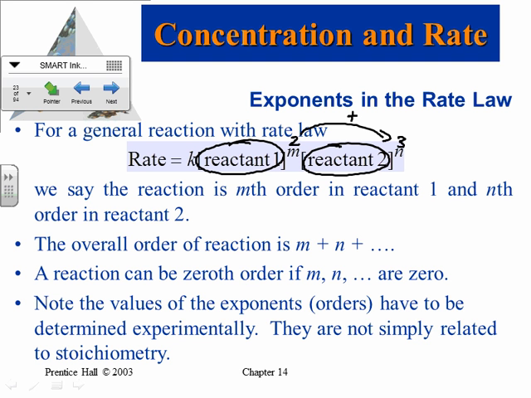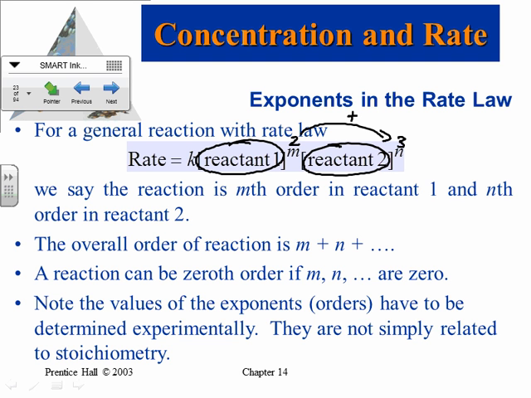And a reaction can be 0th order. That can happen. If both of these exponents are 0, then that means the concentration of the reactant does not affect the rate of the reaction at all. It doesn't matter what the concentration of the reactant is. That's a 0 order reaction, so that can happen.